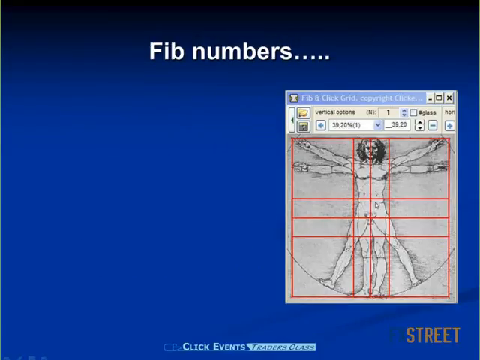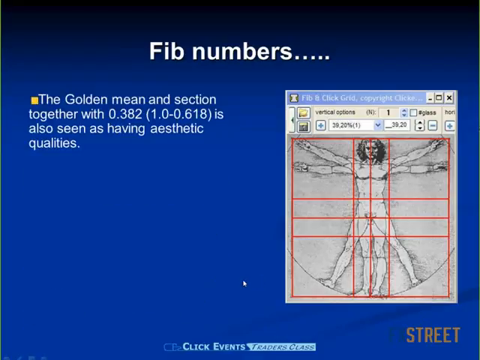We've got a little picture here of a man, and you can see the 50% level. You can then see where the various other levels come. The 38.2, which of course is the opposite of 61.8, and you can then start to use a grid on the human body, and you'll find these numbers come up time and time and time again.